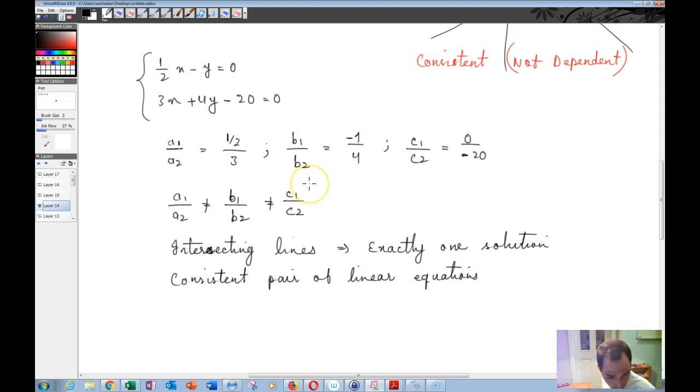So let me actually take a look at this situation over here. Let's see what I have. So you have a1 to a2 is not equal to b1 to b2. The lines are intersecting, and you have exactly one solution, and that means that you have a consistent pair of linear equations.